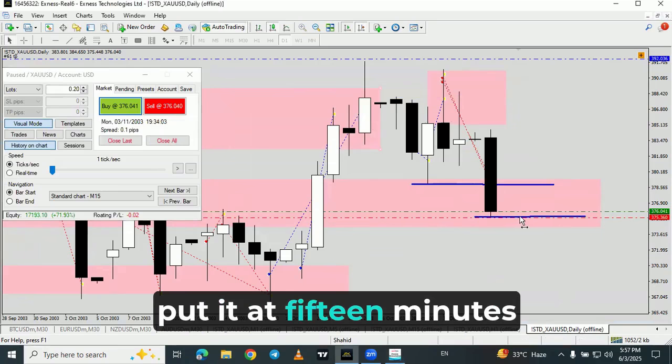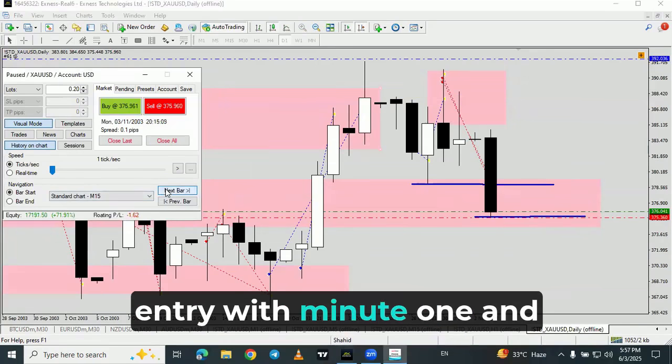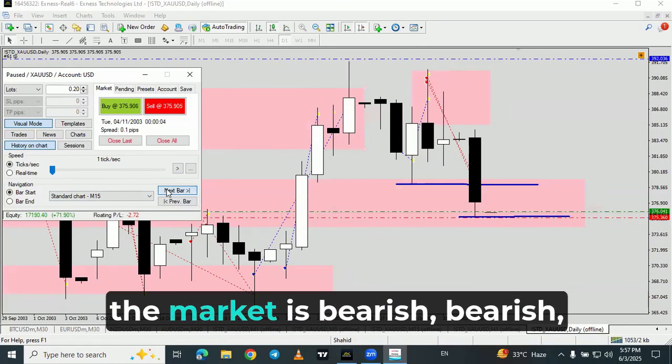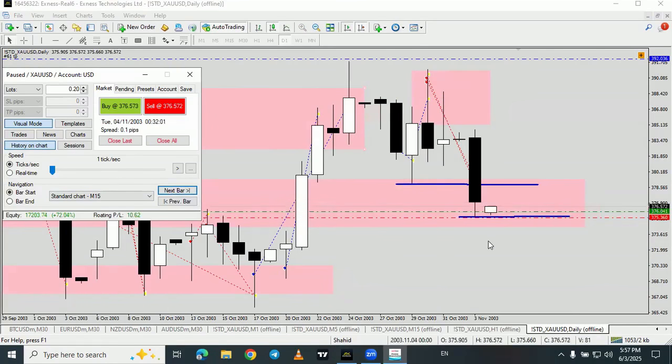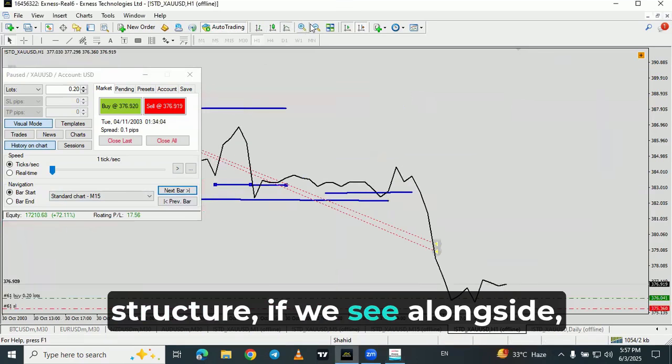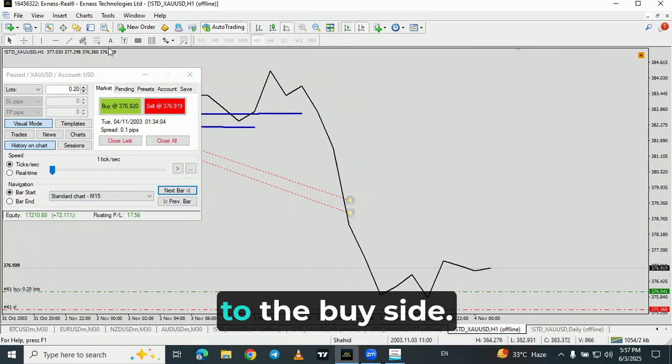Okay, put it at 15 minutes because we have planned this entry with minute 1 and 5 minutes. Look here, the market is bearish, and the H1 structure, if we see alongside, it has also started going to the buy side.